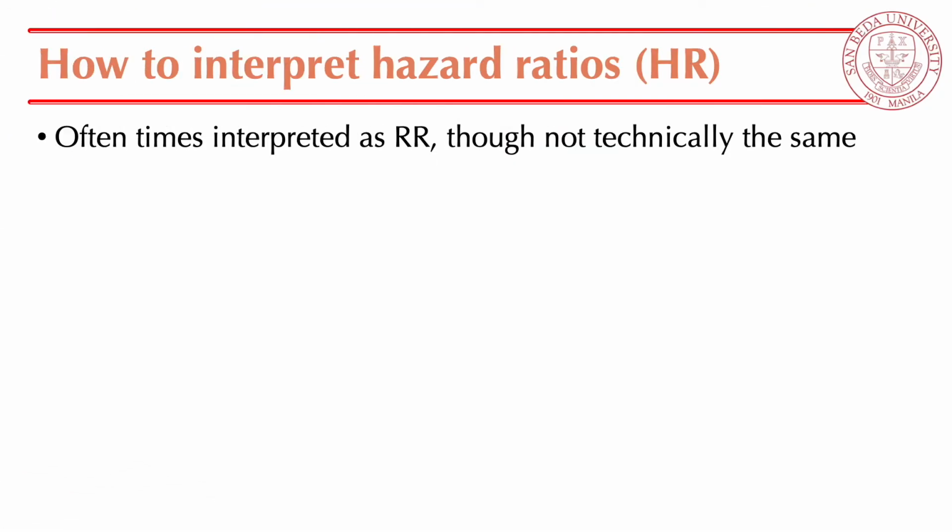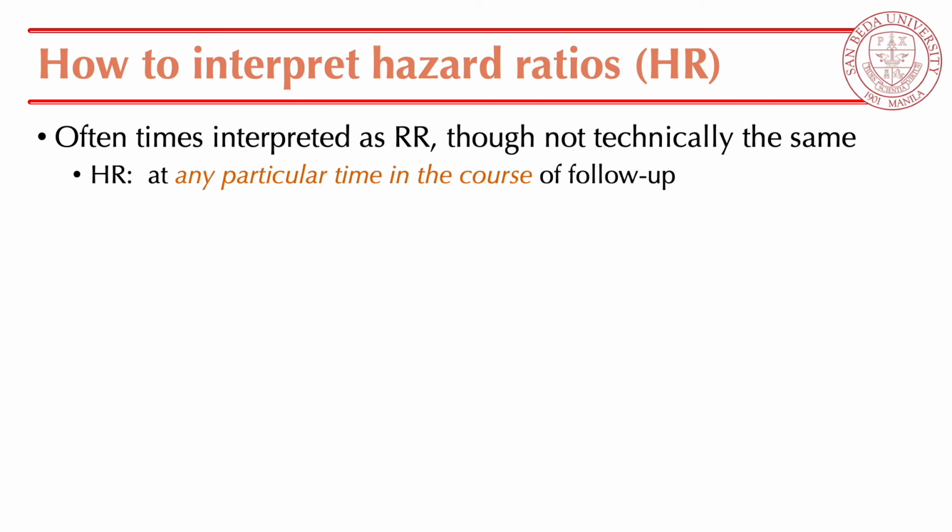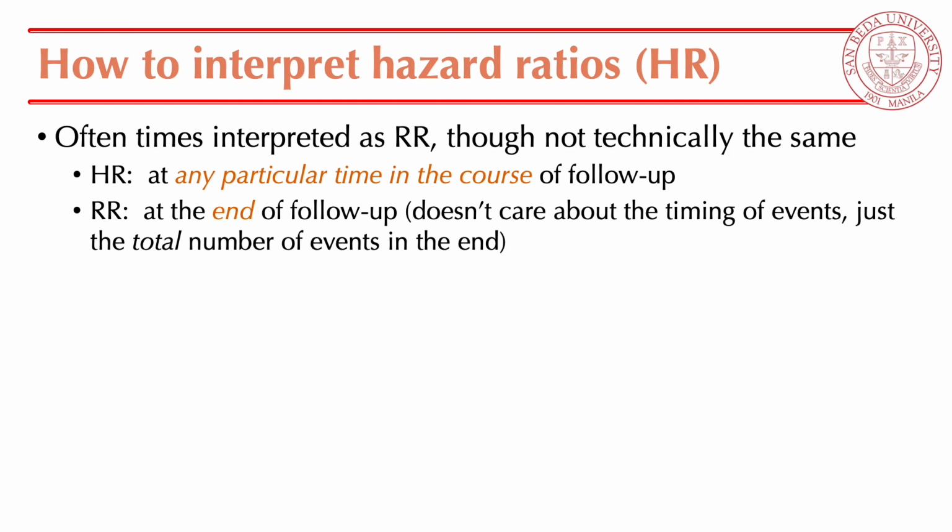Now, hazard ratios are very often interpreted the same way as one would interpret risk ratio, though the two are technically not the same. They actually have some subtle differences. When it comes to hazard ratio, it is regarded as one's risk of attaining the outcome of interest at any particular time in the course of the follow-up period. That's any point in time along the Kaplan-Meier curve. This is unlike the risk ratio, wherein the risk of attaining the outcome is in relation to the end of the follow-up period. It basically does not care about the timing of events, just the total number of events in the end.